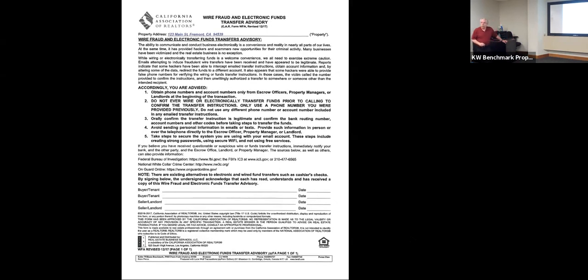Next, another important one is this wire fraud and electronic funds transfer advisory. This is very, very important. This issue is still out there. It's still going on.